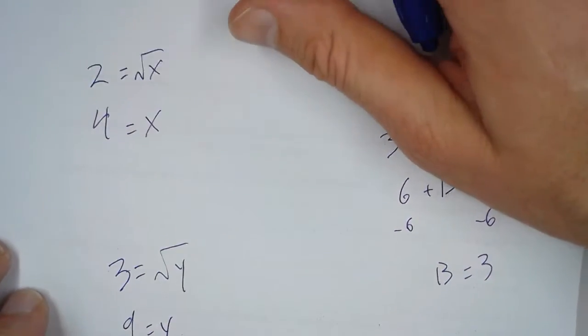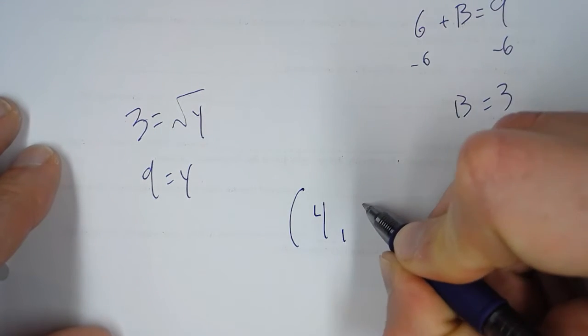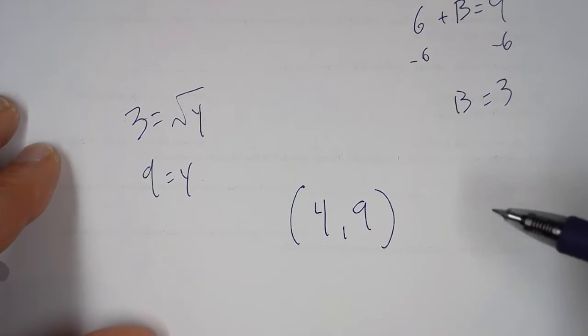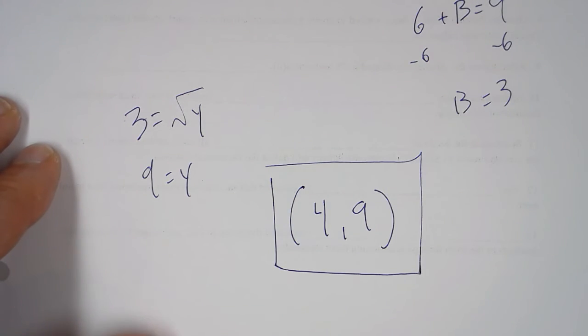Now we just need to write it as an ordered pair. So our answer looks like this. Parentheses 4, 9. There is our answer. And we're done.